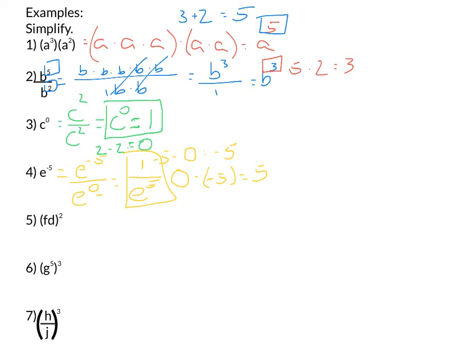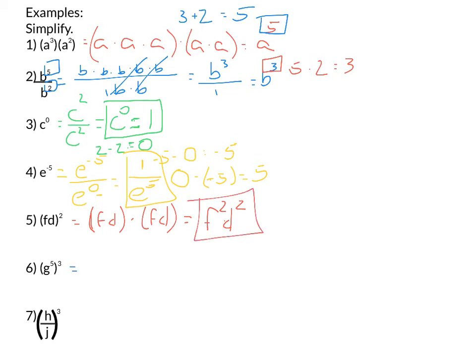All right, number 5, we have f times d to the second power. And what that means is I'm going to take f times d multiplied by f times d. I take a number times itself, right? F times f is f squared. D times d is d squared. And there we're good on that one.